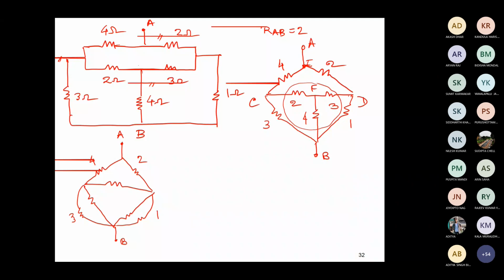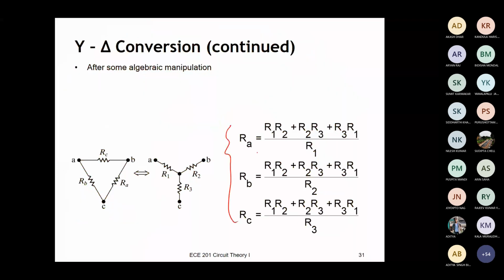So what will be the expression for this resistance if it is, say, R1, R2 and R3? R1 we are converting from star to delta. From star to delta means R1 will be 6, I think. So let us go at least one with the step by step. So what was the expression? R1R2 plus R2R3 plus R3R1 divided by R1. RA is equal to that.